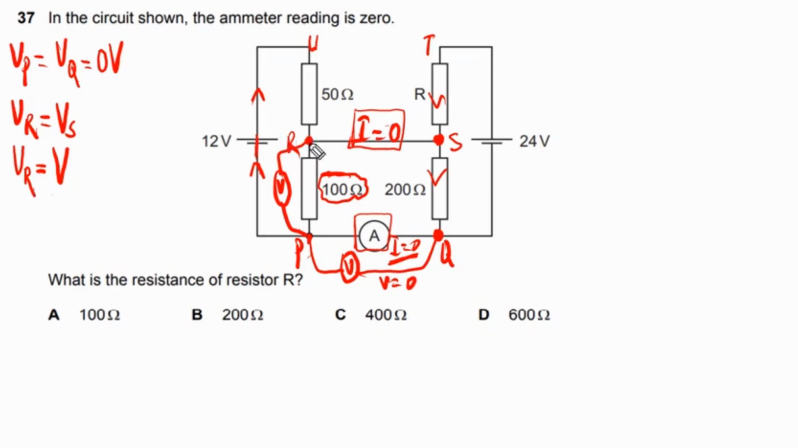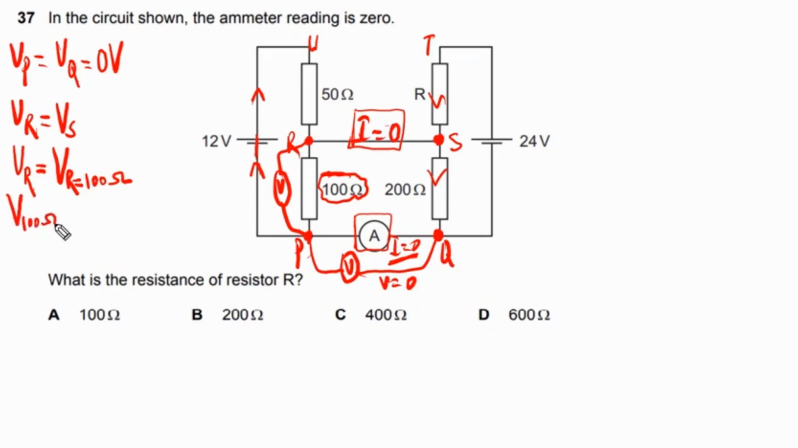Why will this be equal to the potential at R? Because point P is at zero potential. So we can simply say the potential at point R will be equal to the potential difference across the 100 ohm resistor. So R is equal to 100 ohms. Now the question is how we can find the potential difference across the 100 ohm resistor.